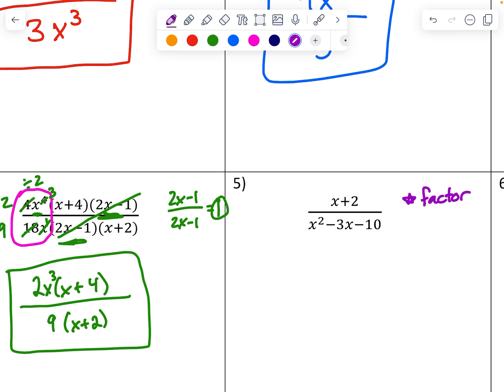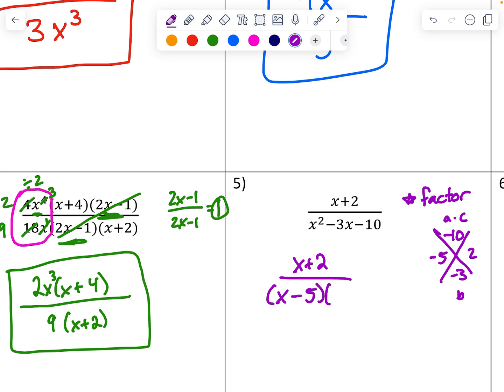So on the top, I can't factor that, but on the bottom I see a trinomial. So my a times c would give me negative 10, and the b is negative 3. So two numbers that multiply to negative 10 and add to negative 3. That works. So my new fraction, the x plus 2, stayed the same. And on the bottom, we can use our shortcut and do x minus 5 and an x plus 2. Nice. So we have an x plus 2 on the top and an x plus 2 on the bottom.